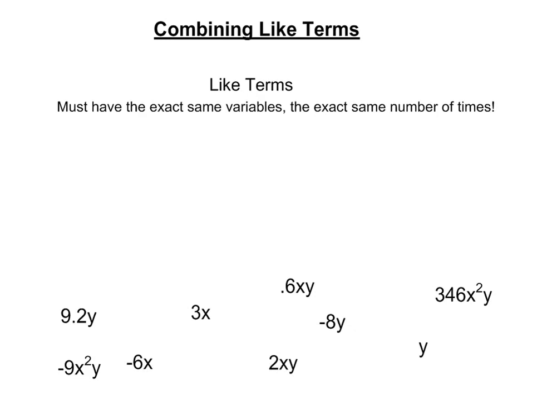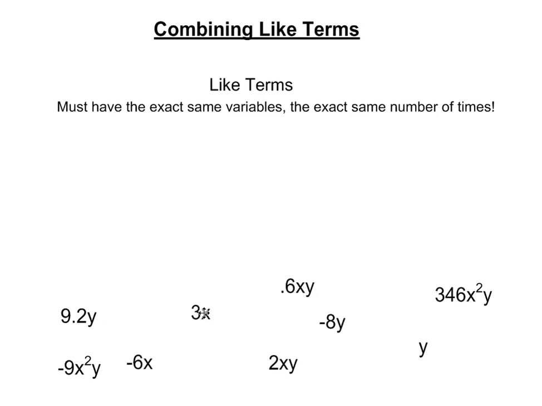Today we're going to be talking about combining like terms. The first thing you have to know whenever we are combining like terms is exactly what a like term is. So you can see right there by the definition that they must have the exact same variables, the exact same number of times. Down below we have a whole bunch of different terms, and so we're going to look to see which of these have the exact same variables the same number of times.